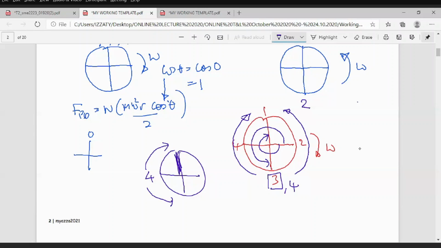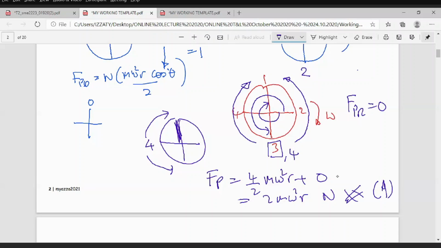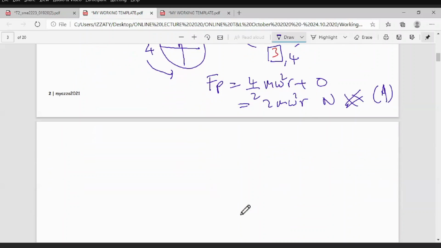Balanced or not balanced? Balanced. So your F primary reverse is equal to 0. So what will be the result? The result will be F primary is equal to, with N being 4, divided by 2, M omega square plus 0. So that will be the result: 2M omega square Newton. And this is pointing upwards. And do the next one.